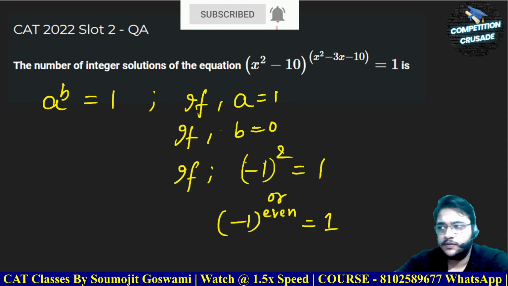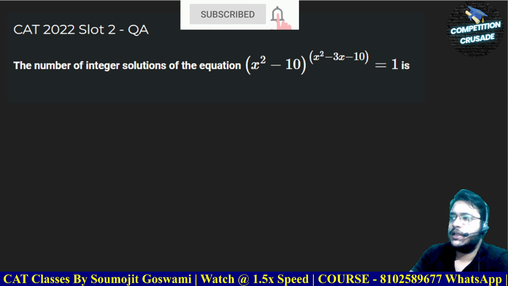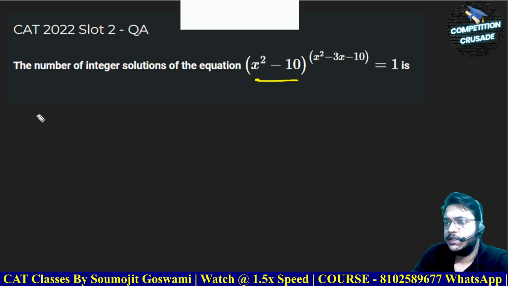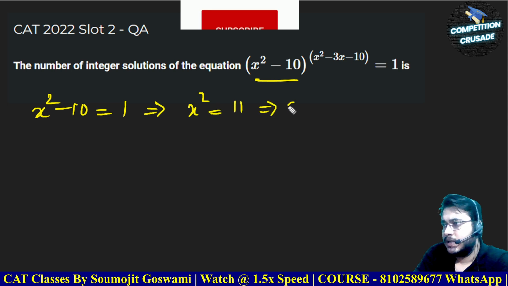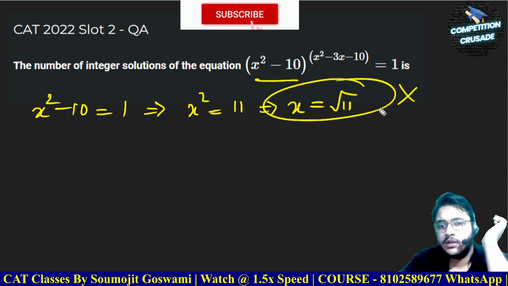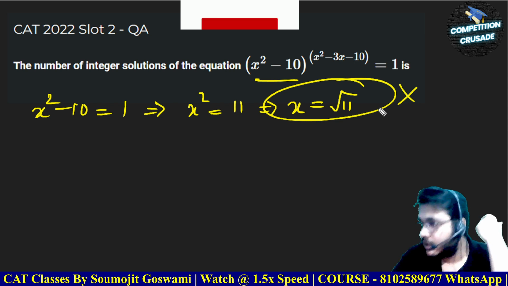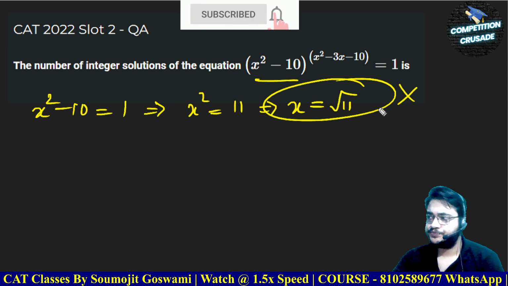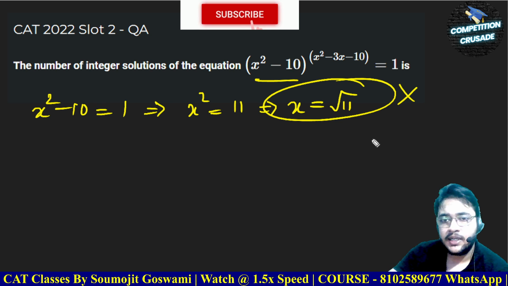So let's start with the first condition, that is a is equal to 1. When I take a is equal to 1, this becomes x square minus 10 is equal to 1. X square is equal to 11. This implies that x is equal to root over 11, could be plus or minus, does not matter. We cannot have this, because this is an irrational number. It is not an integer. So 1 raised to the power anything goes out of the picture.